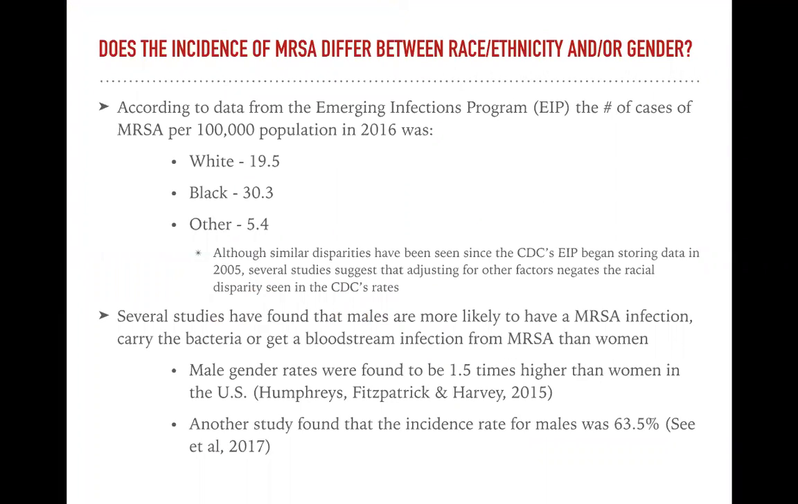Does the incidence of MRSA differ between race, ethnicity, and/or gender? According to data from the Emerging Infections Program, the number of cases of MRSA per 100,000 population in 2016 was 19.5 for white, 30.3 for Black, and 5.4 for other. Although similar disparities have been seen every year since the CDC's EIP began storing data about MRSA in 2005, there are several studies that have suggested that adjusting for other factors cancels out the racial disparity seen in the CDC's incidence rates.